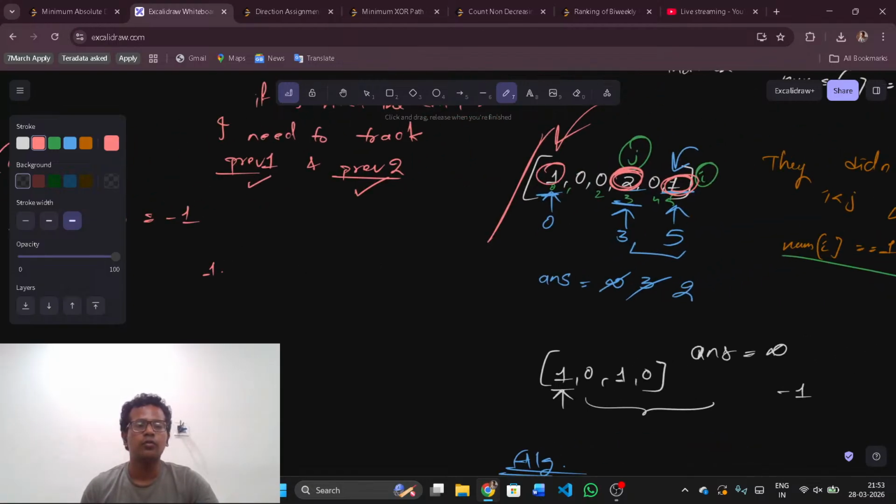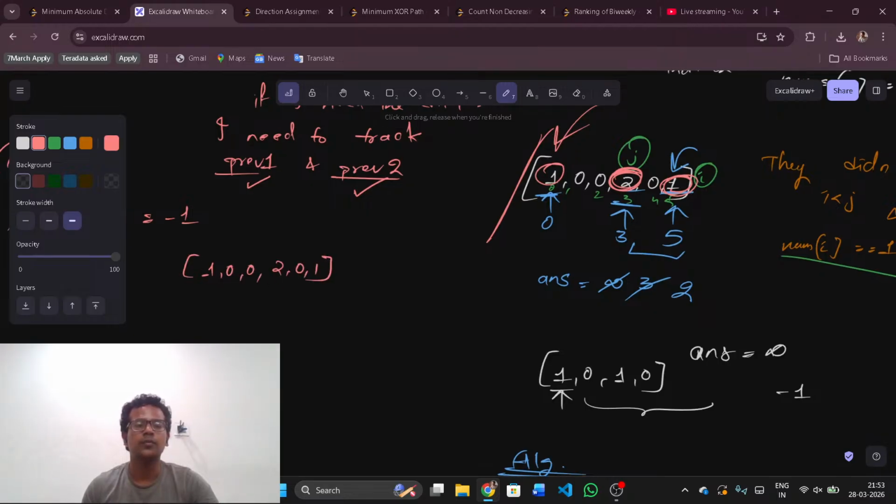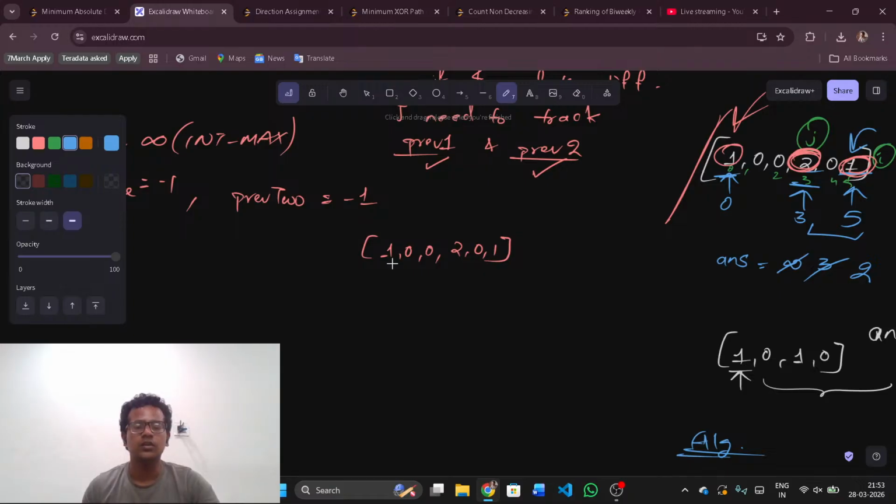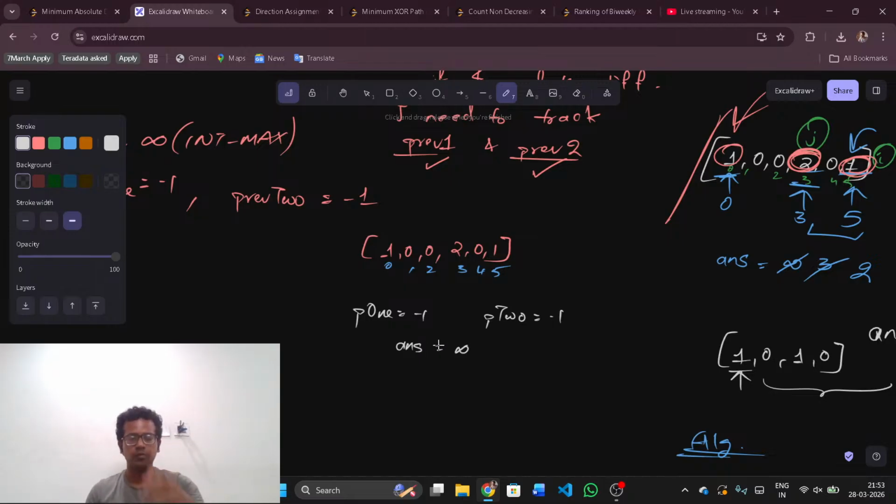Let's take the array 1, 0, 2, 0, 0, 1, indices 0, 1, 2, 3, 4, 5. Now, as I said, previous 1 is equal to minus 1, previous 2 is equal to minus 1, and answer is infinity. I'll update answer to the minimum every time. Now let us see here.